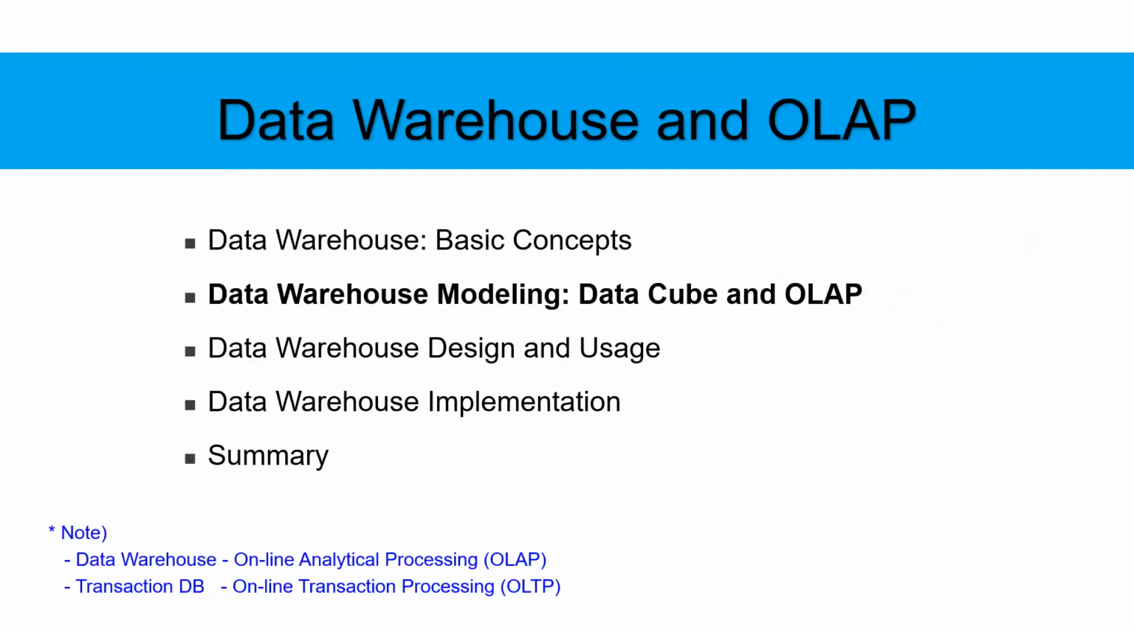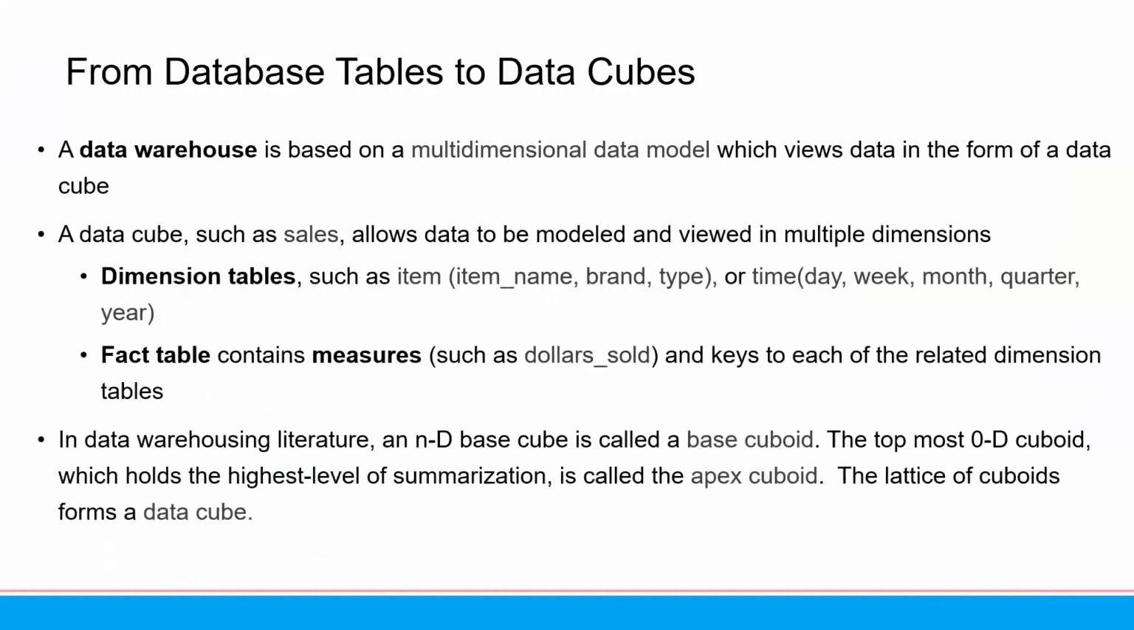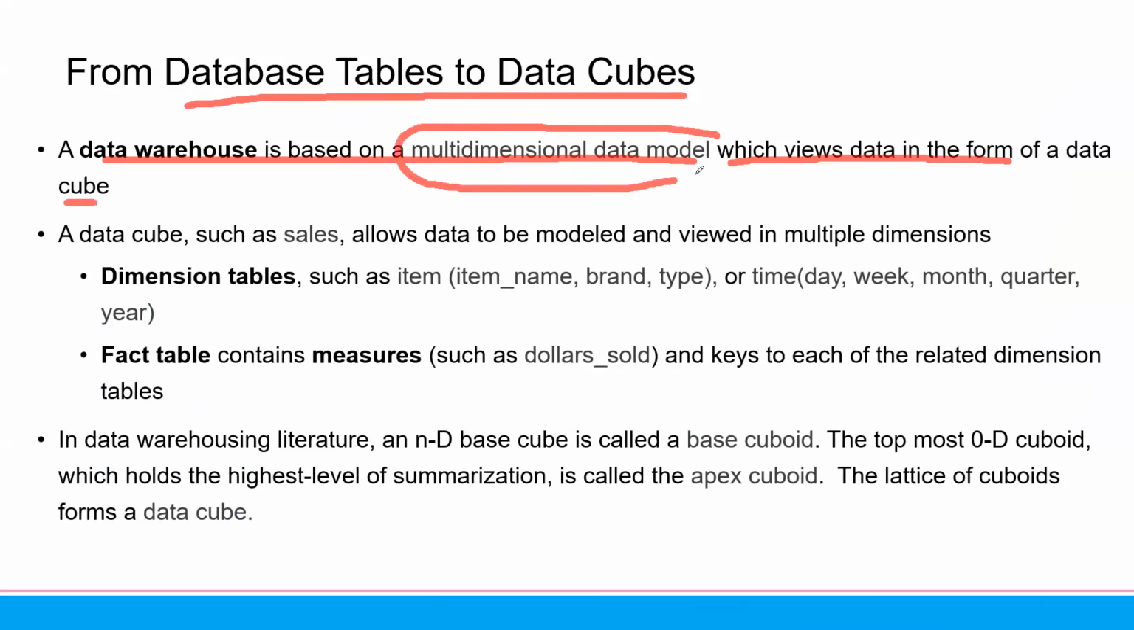Okay. We will learn some of the models of the data warehouse. We have the data cube and OLAP. We want to create data cubes from the database tables. The database tables to the data cubes means we want to create a smaller portion of the data. A data warehouse is based on the multi-dimensional data model, which views data in the form of a data cube. Okay, the keyword is multi-dimensional data model.